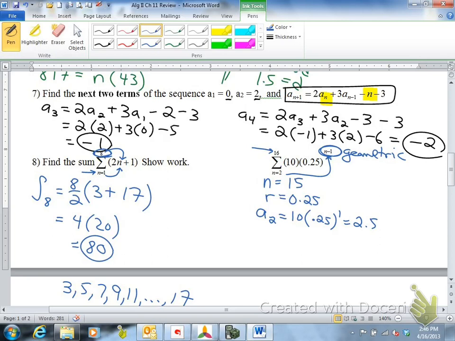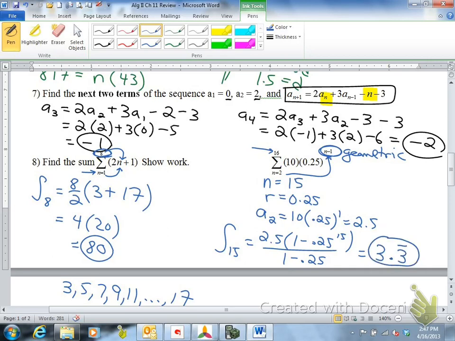And then you can use the sum formula. So the sum of 15 terms equals the first term, which is the a sub 2, 2.5, times 1 minus 0.25 to the 15, divided by 1 minus 0.25. If you do that on your calculator, you get 3.3 repeating, or 3 1/3 as your answer.